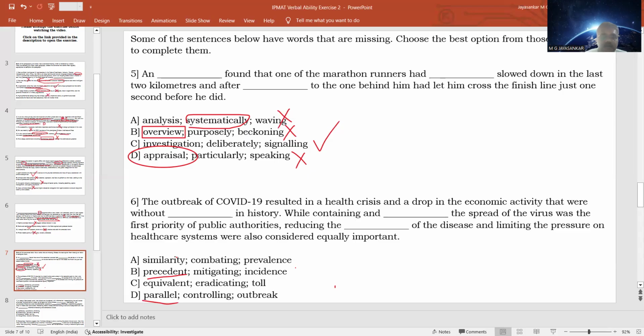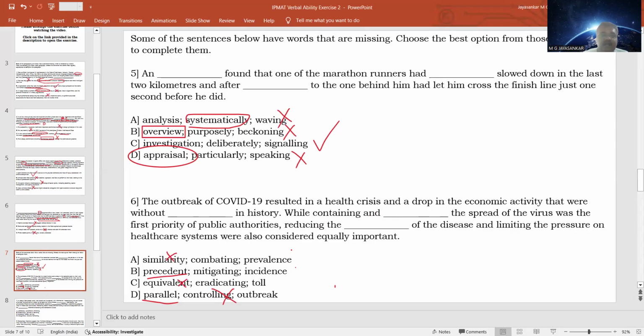Without similarity is not correct usage in English when we talk about something that has happened for the first time, or without equivalent is also not used. So you can ignore this option as well as this option. So you have two probable answers: without precedent in history, without parallel in history. Now, while containing and controlling, option D is containing and controlling. Containing means what? Controlling itself. So containing and controlling is wrong because you need not repeat the same thing again. Containing and combating. Combating means fighting. So controlling and fighting the spread of the virus was the first priority.